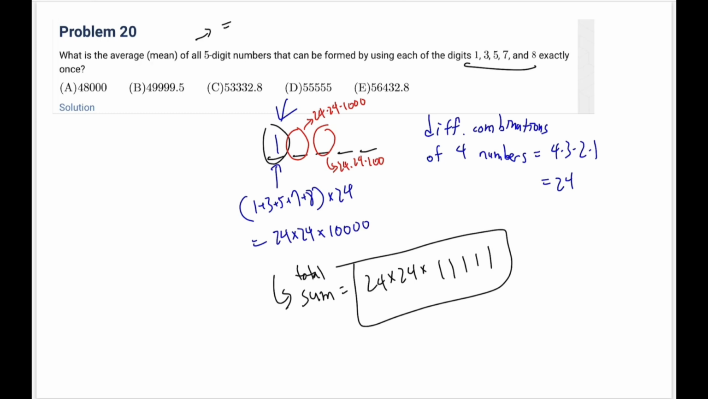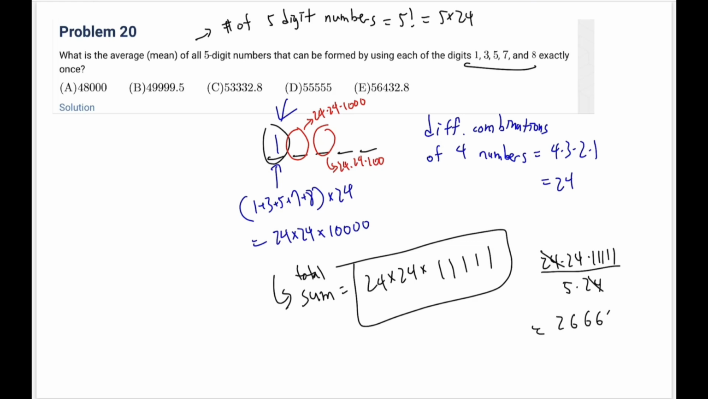So the number of 5-digit numbers, that is 5 factorial. This is 5 times 24, and so this is 24 times 24 times 11111, all over 5 times 24. So these two cancel, so this is 24 times 11111, that's 266664. No, so that's 266664 over 5, and so that is... no, that is all over 10, and then this would be 8, 1, 2, 1, 2.